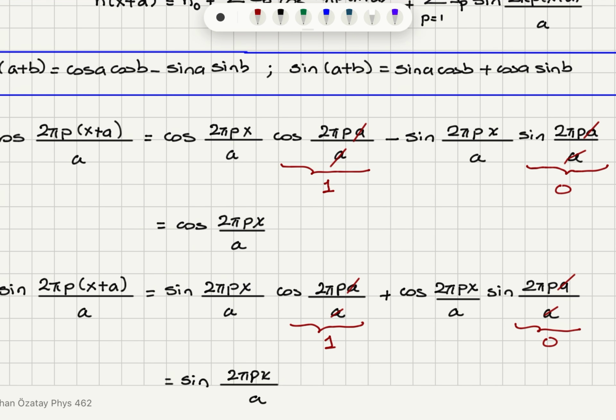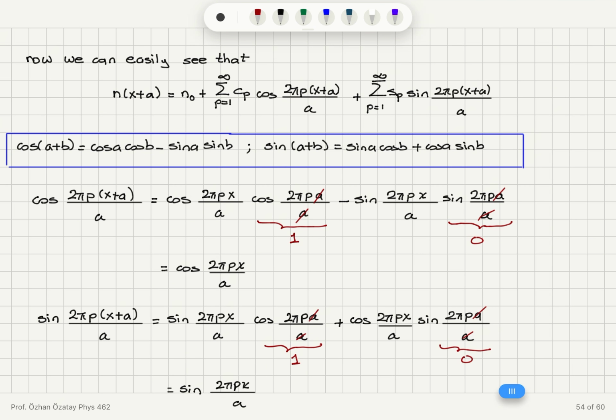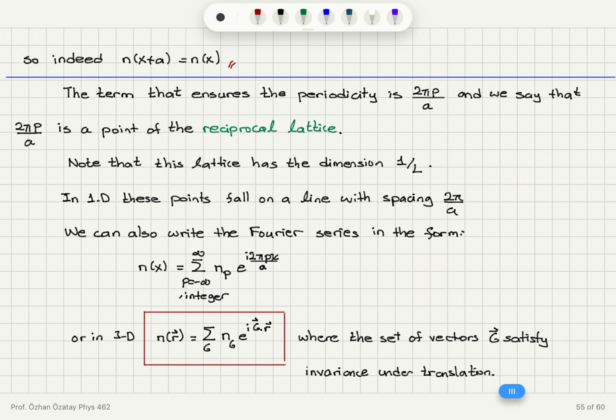And as for the sine term, sine 2 pi p x plus a over a, I have sine 2 pi p x over a, cosine 2 pi p a over a, plus cosine 2 pi p x over a, sine 2 pi p a over a. Again, the a's cancel. Sine 2 pi p, sine 0, sine 2 pi, sine 4 pi, etc. is 0. Cosine 2 pi p is again 1. So I find sine 2 pi p x over a.